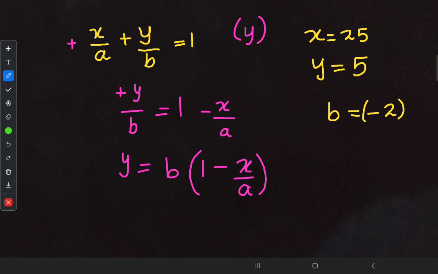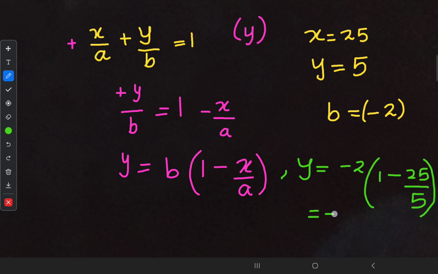Then after, let's substitute the given values to get the y value. So y would be equal to b, which is negative 2, times 1 minus, here we have x is 25 and a is 5. Okay, a is 5. So negative 2 times 1 minus 25 upon 5. When you simplify this, we can simplify this denominator and this numerator. So 5 and 25 can be simplified: 1 fives are 5, 5 fives are 25. So 1 minus 5.